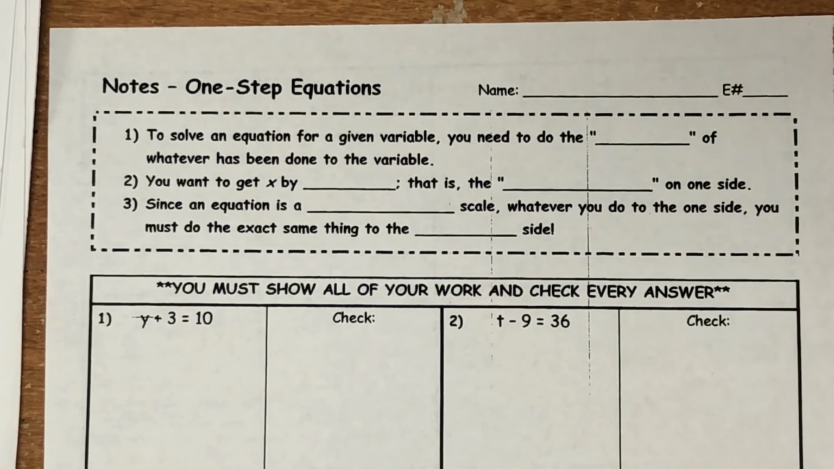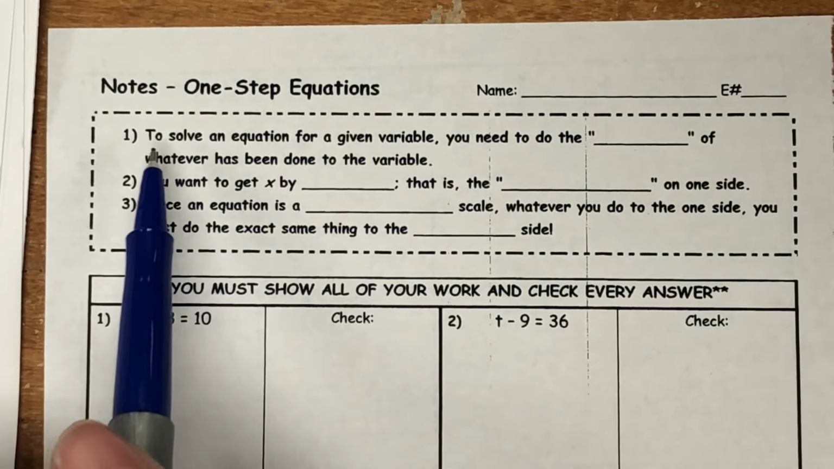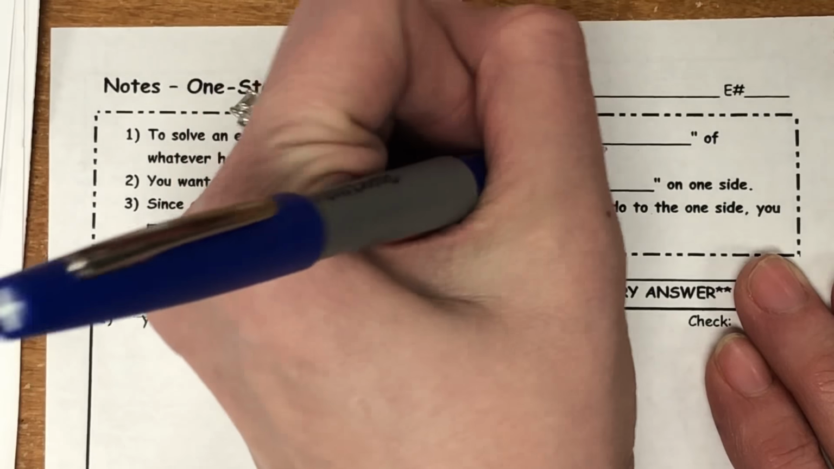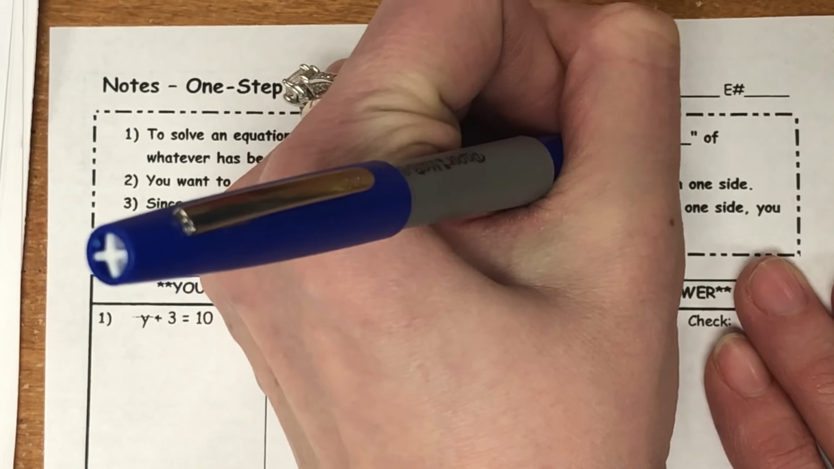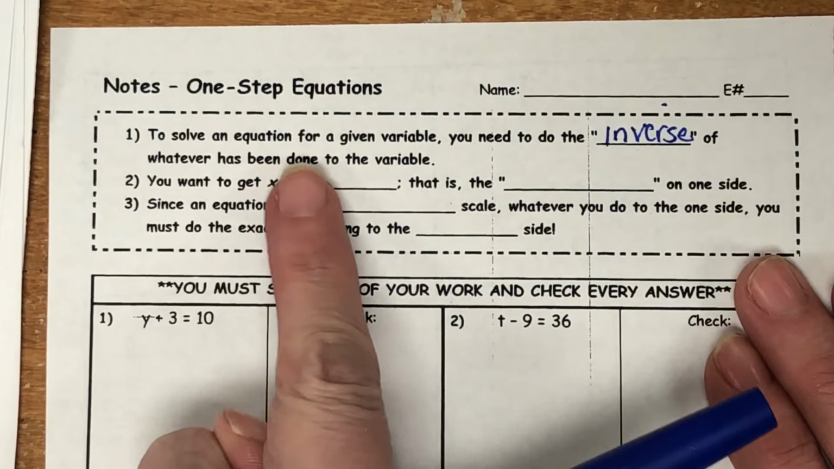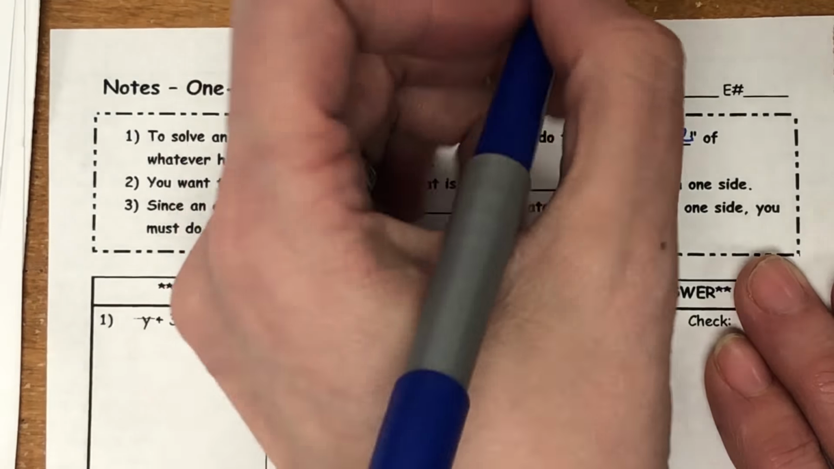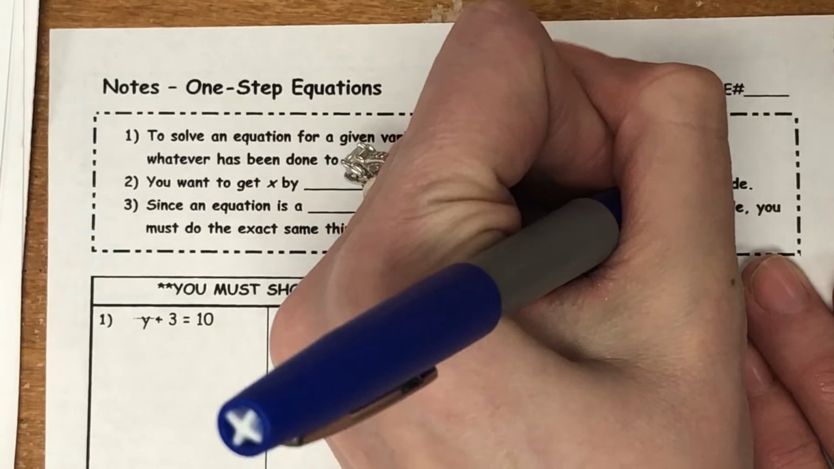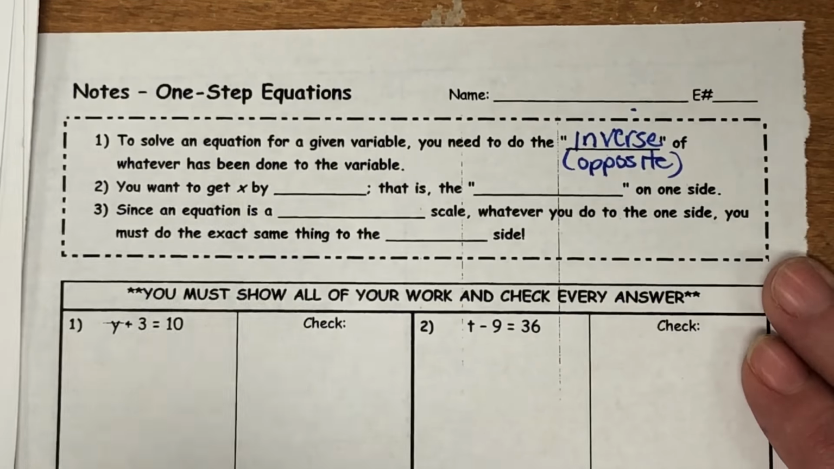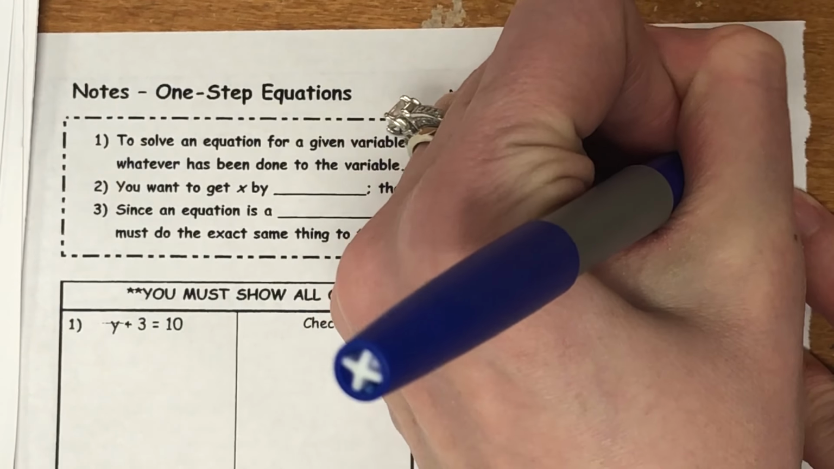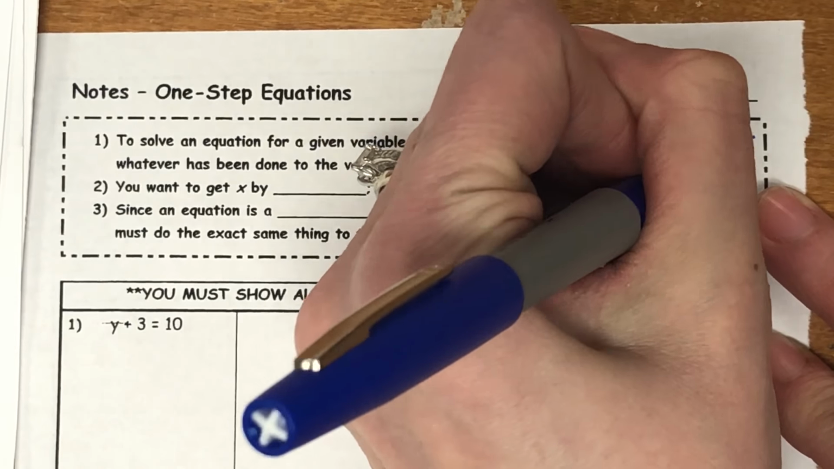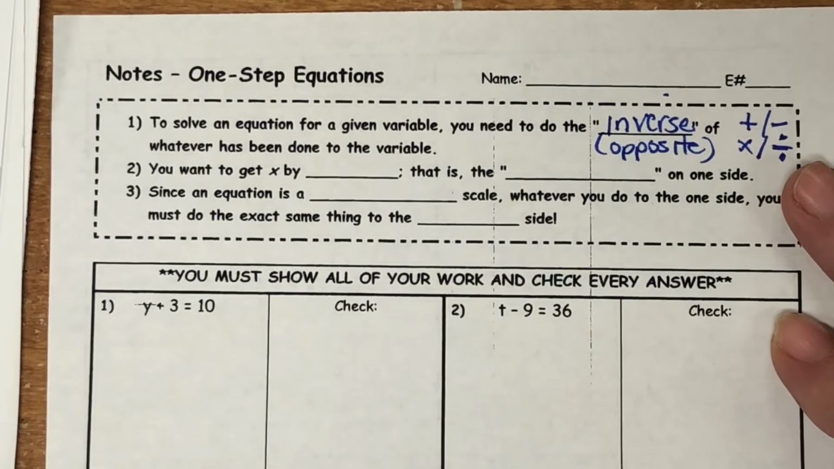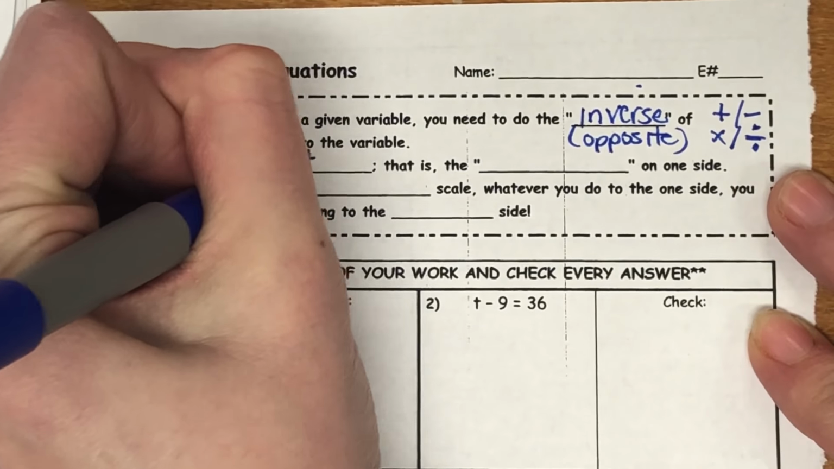All right, one-step equations. To solve an equation for a given variable, that's your letter, you need to do what's called the inverse operation. The inverse of whatever has been done to the variable. Inverse means the opposite. So the inverse of addition is subtraction. The inverse of multiplication is division. They're the opposites. You want to get x by itself in an equation.